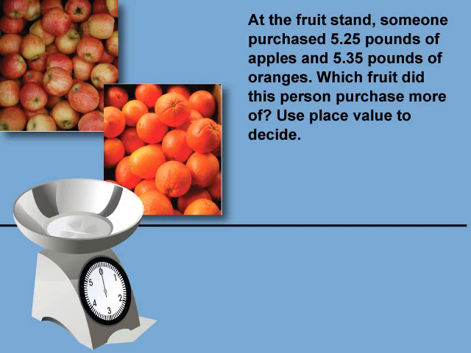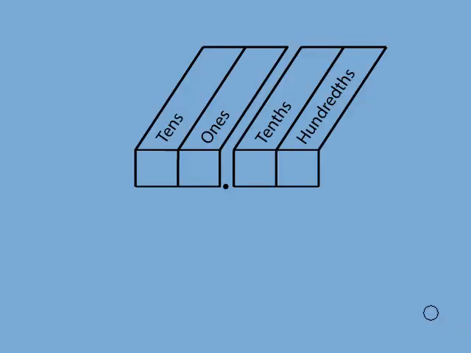The arrangement of the digits in a number determines their place value. The digits are arranged this way. The number in the ones place goes here. The number in the tens place goes here. The number in the tenths place goes here. And the number in the hundredths place goes here.